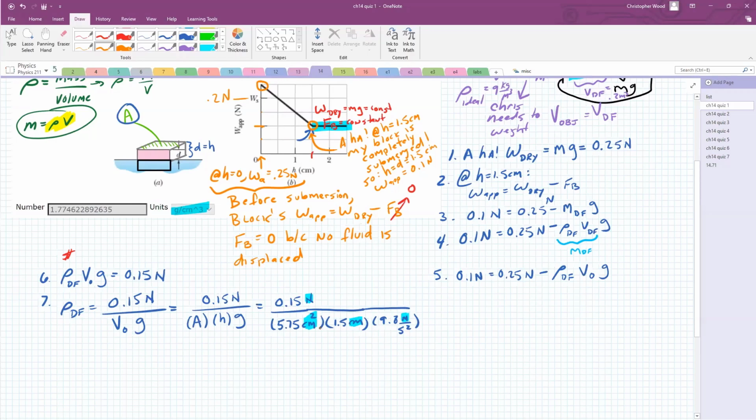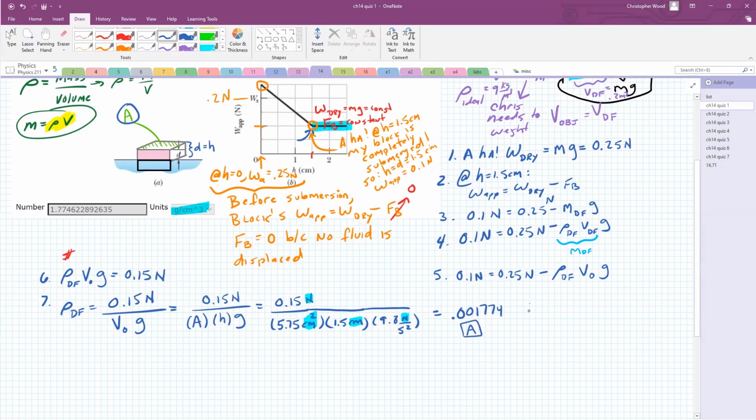This is centimeters, so centimeters can stay there. I'm going to get a number on this right now. So let's go to the calculator and say 0.15 divided by 5.75 divided by 1.5 divided by 9.8 is 1.77 and some change. So I get, check out this dimensional analysis, 0.01774, whatever. Let's put that in calculator memory location A.